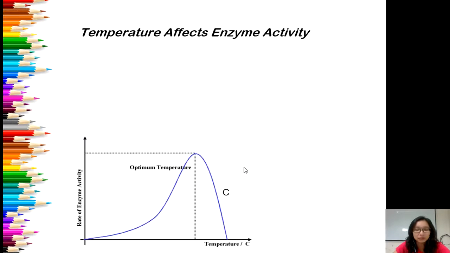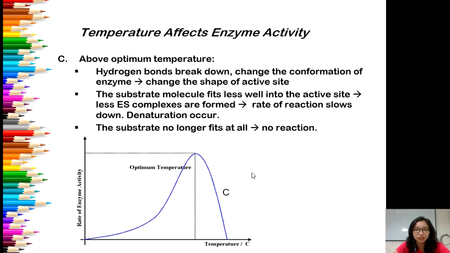Now, what happens above the optimum temperature? Why does the rate of reaction slow down? You remember that an enzyme is actually a globular protein that has tertiary folding, right? In tertiary folding, there are many bonds inside that hold the structure. So when the temperature rises too high, remember, denaturation occurs. In this case, hydrogen bonds will break down first because they are the weakest bonds. When the hydrogen bonds break down, it will change the shape of the whole enzyme. Therefore, it will also change the shape of the active site.